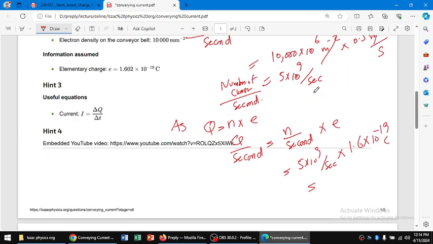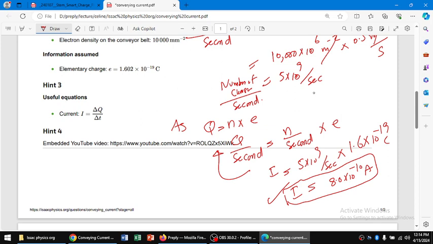So we are left with the current I, that is defined as charge per unit time, that is I is equal to 8.0 into 10 power minus 8 ampere. Okay, now we can check this answer on Issac Physics. This is correct. It is correct to two significant figures, because you can see that our answer is rounded off to two significant figures.